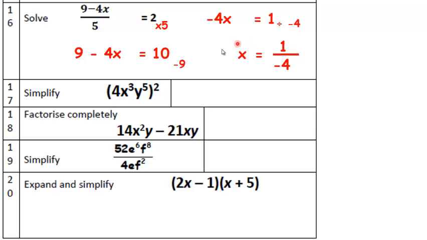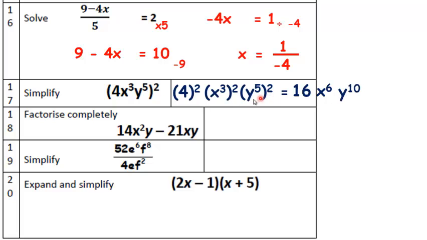That's it. Question 17. I need to square each of the three terms in there. So I'm going to square 4, I'm going to square x cubed, and I'm going to square y to the 5. So do write it out like this. Always write this out first. You're likely to pick up a mark for this and then square each term. So 4 squared is 16. x cubed squared, you times the powers this time because of the brackets. So you get x to the 6. y to the 5 squared is going to be y to the 10. You times the powers. 5 times 2 is 10.